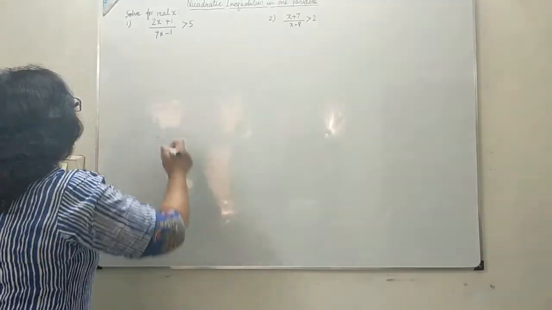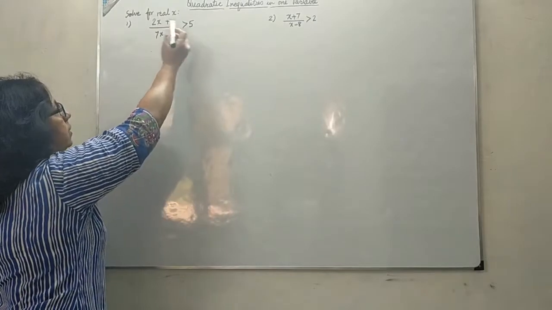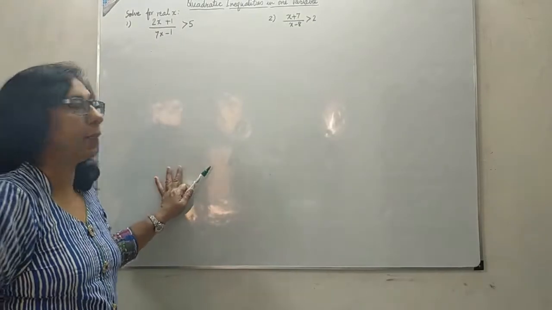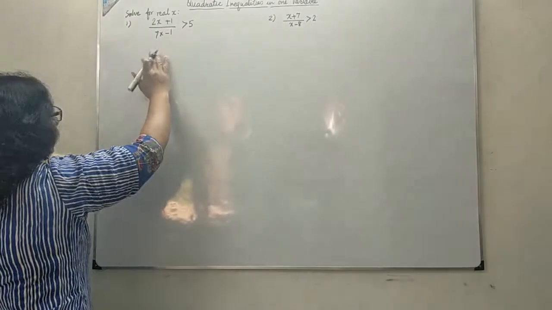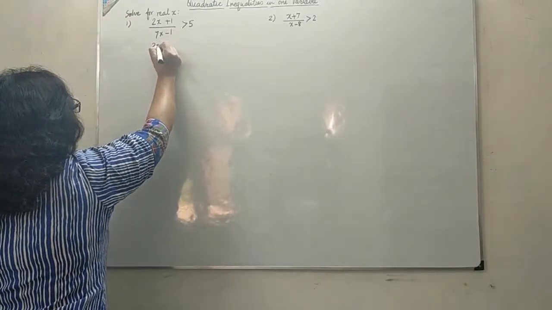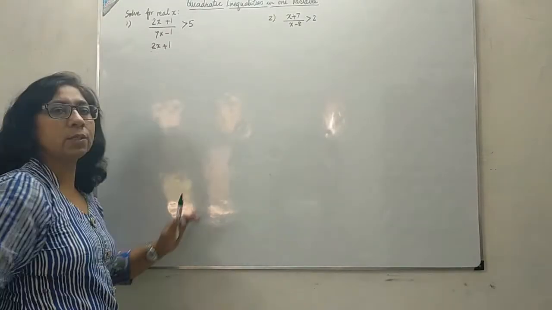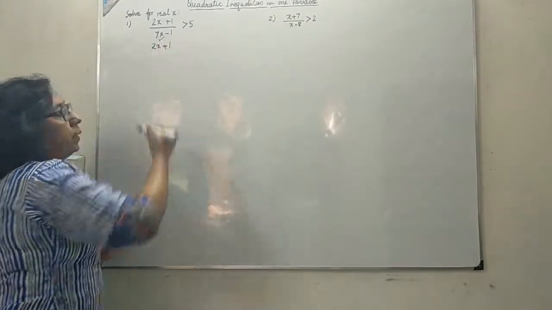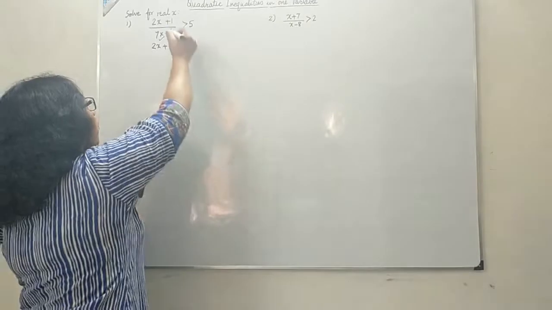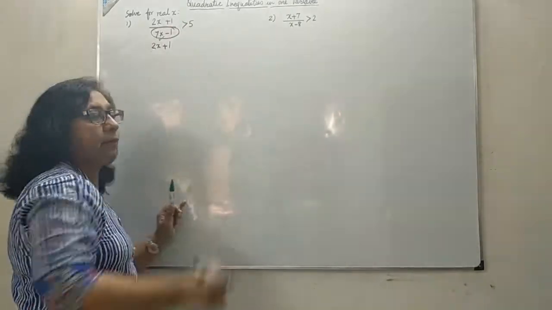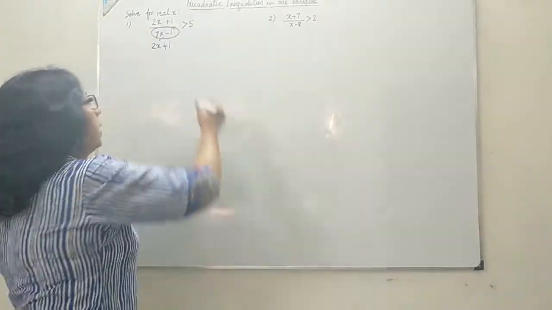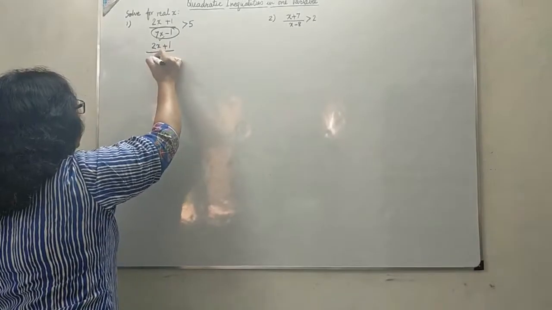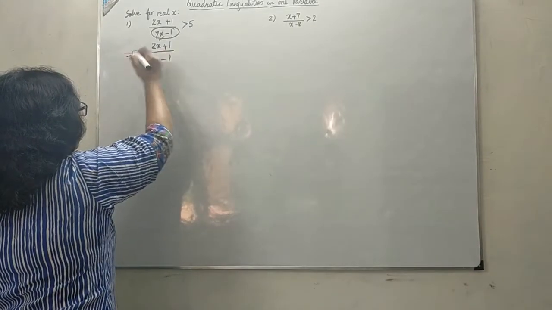Here you can see, solve for real x this inequality. Now it is not a linear inequality. How will you proceed here? We cannot multiply both sides by 7x minus 1. Why? Because it includes a variable and we don't know whether this term is positive or negative. So we cannot take the sign greater or less. So for these types of questions, how do we proceed?